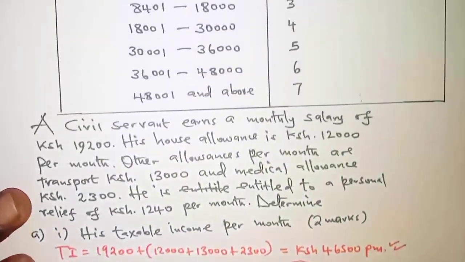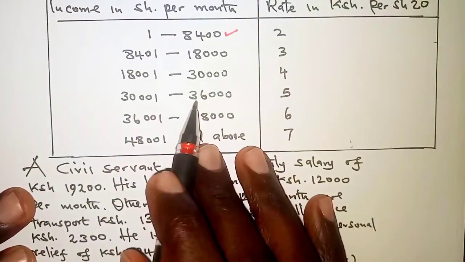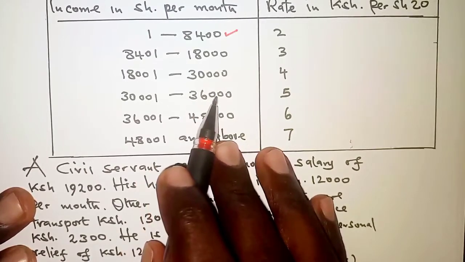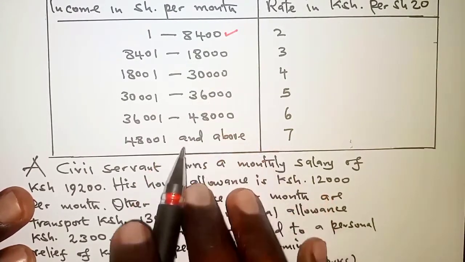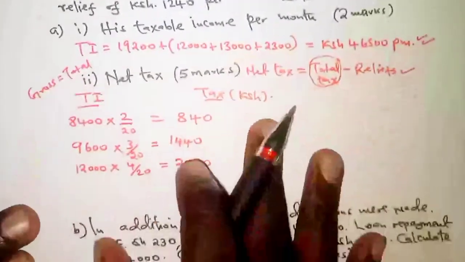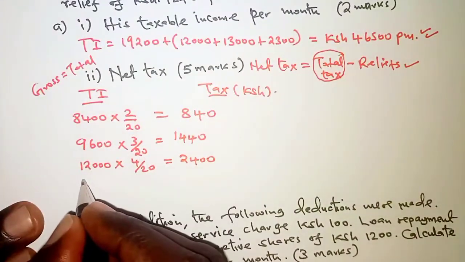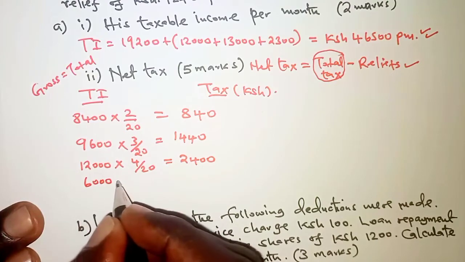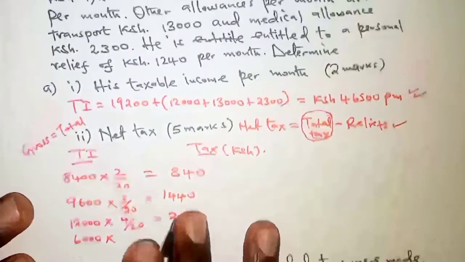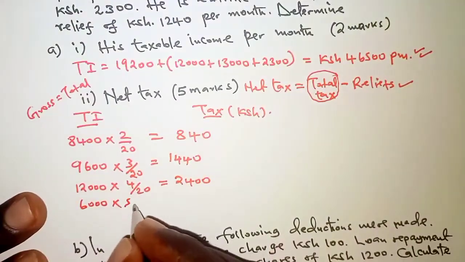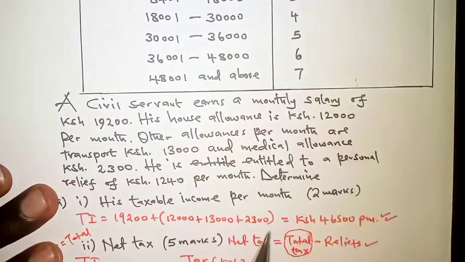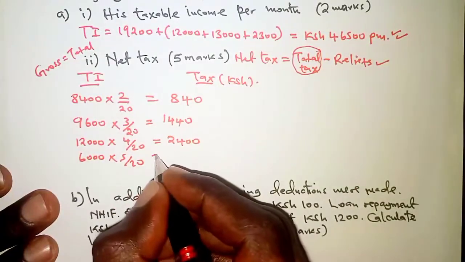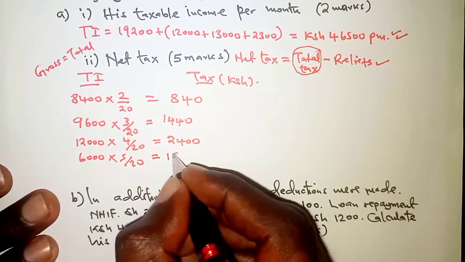And the next band, we have 36,000, which is still less than the taxable income. We subtract 30,000, that is 6,000. So the next band, we have 6,000. We multiply by the rate there, and the rate there should be 5 shillings per 20 shillings. And that should give us 1,500.